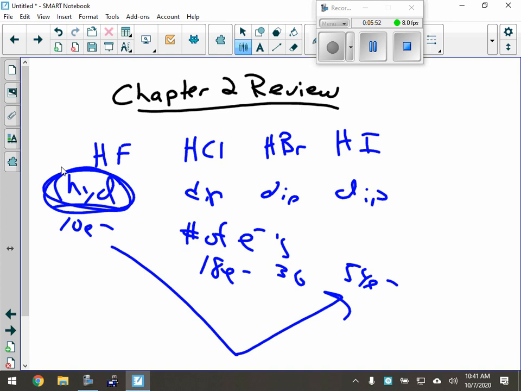Size, shape, dipole-dipole, hydrogen bonding, ionic, metallic, yes, chart, yes. In that chart, there is no mention of difference in electronegativity. There never will be. We will never do that, okay? That is not an option. So electronegativity is not the answer.